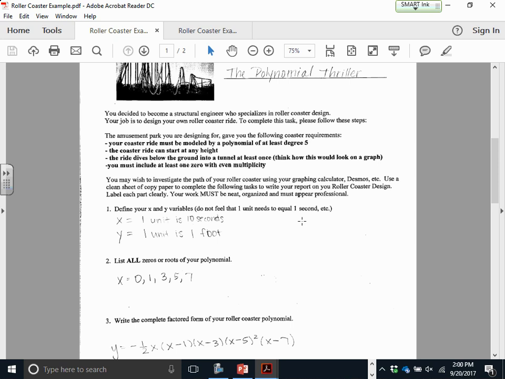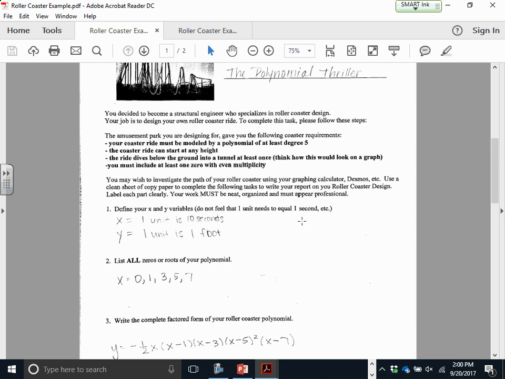So I am asking you to build a roller coaster. Here are my first set of requirements for your roller coaster, and this is how I'm going to grade you. You need to have a polynomial of at least 6th degree. It can be higher, but minimum 6th degree. My next one, you must have at least 5 unique zeros.